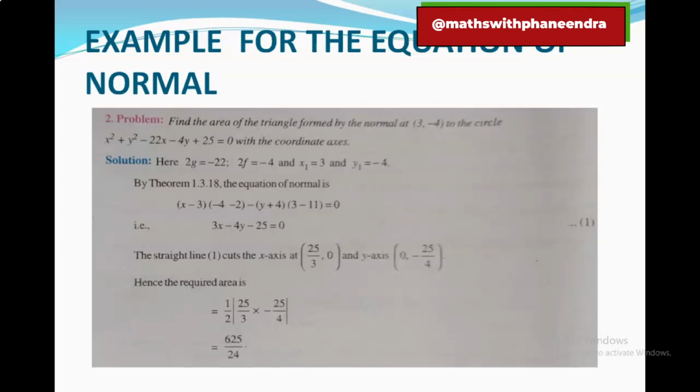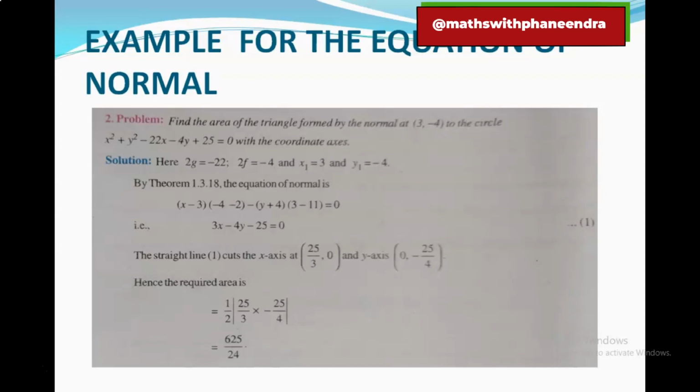So first, given point x1, y1 is (3, -4). Given the equation of the circle x² + y² - 22x - 4y + 25 = 0. Comparing this with the general equation of a circle x² + y² + 2gx + 2fy + c = 0, we get 2g = -22, 2f = -4 and c = 25. So 2g = -22 means g = -11, and 2f = -4 means f = -2. So x1, y1 is (3, -4).